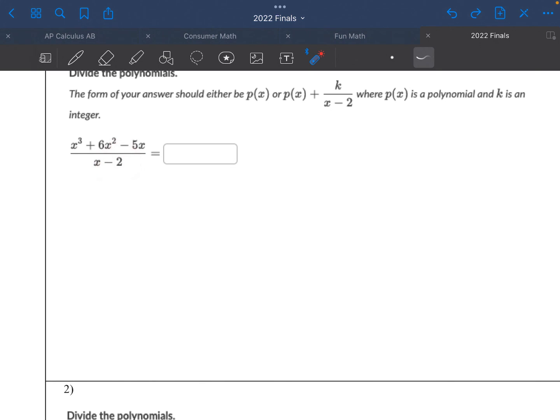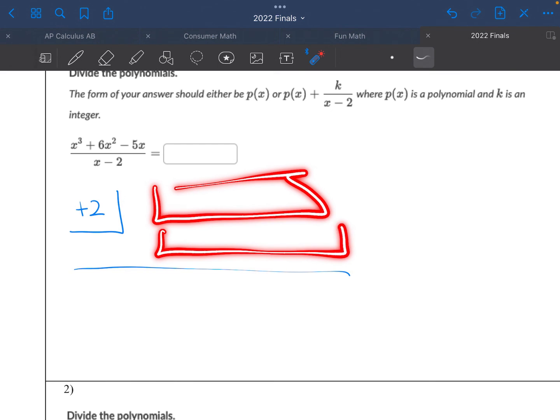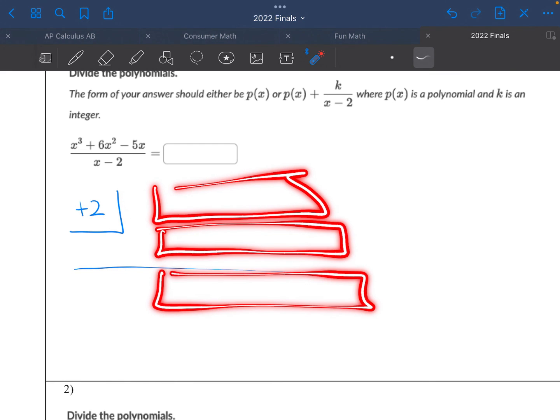So you take the opposite of this sign and the 2. So I'm going to have a plus 2 here. I'm going to put that up here. That is going to be my number that I'm going to multiply by over and over again. And then I'm going to give myself room up here to write numbers, room to write numbers under here and room to write numbers right here.